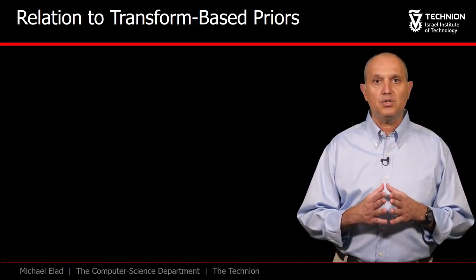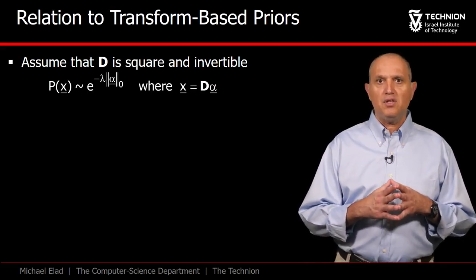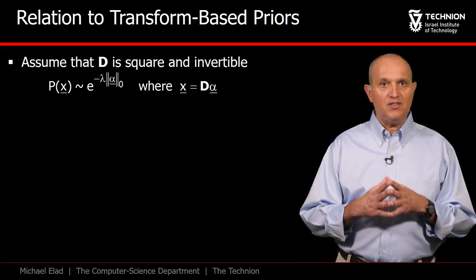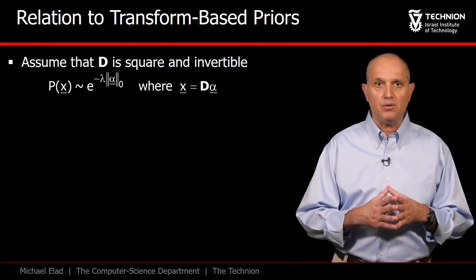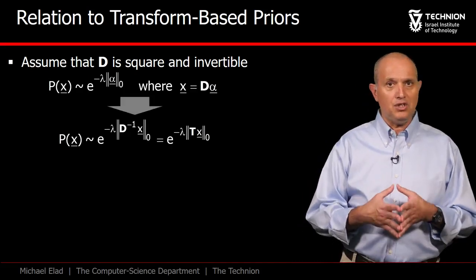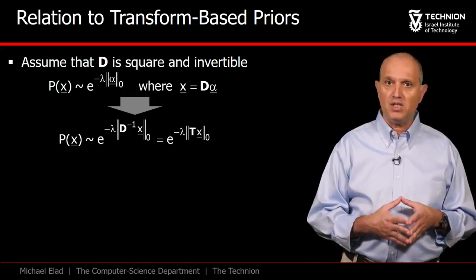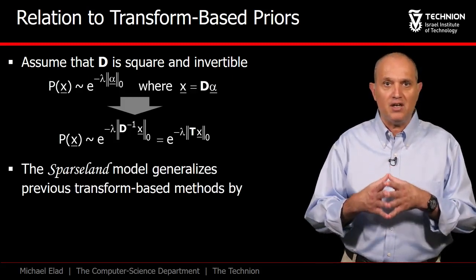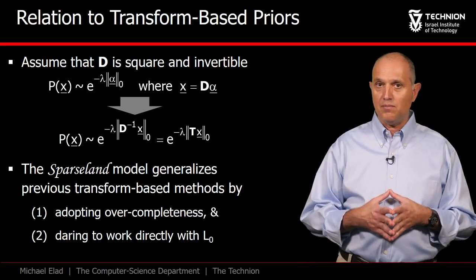How is this model related to some of the priors we have discussed? In order to answer this, let's assume for a minute that the dictionary D is a square and invertible matrix. In this case, the probability of a signal x is proportional to the exponent of minus lambda times the number of non-zeros in its representation alpha, as we have suggested above. Exploiting the relation D alpha equals x, we get that this is equivalent to the sparse transform-based prior we have already seen. However, SparseLand is in fact a generalization of earlier ideas because the dictionary D is overcomplete, and our prior works directly with L0 norm.